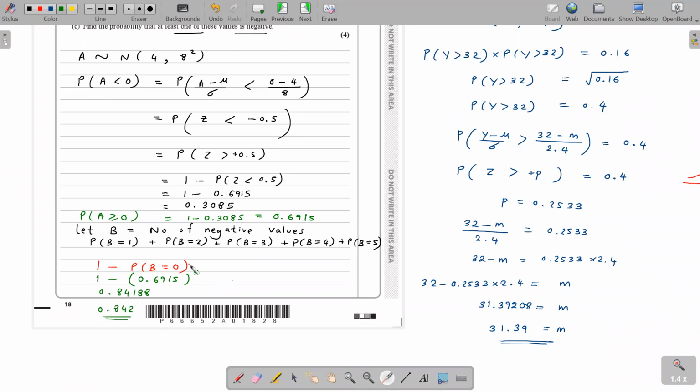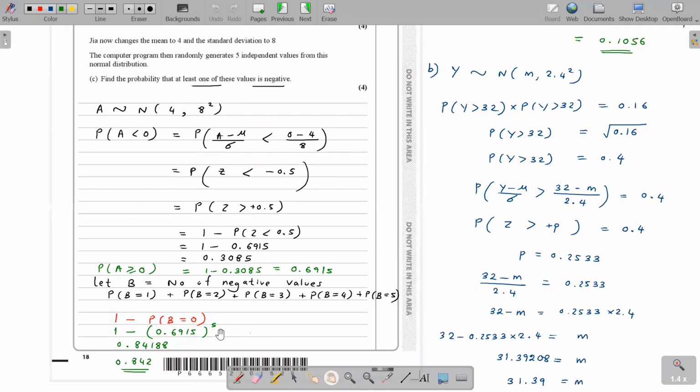So from 1 you subtract the probability where every single figure is positive, and then the remaining probability gives you the probability that at least one figure is negative. I hope this is clear with you all. Please ask me questions if you have.